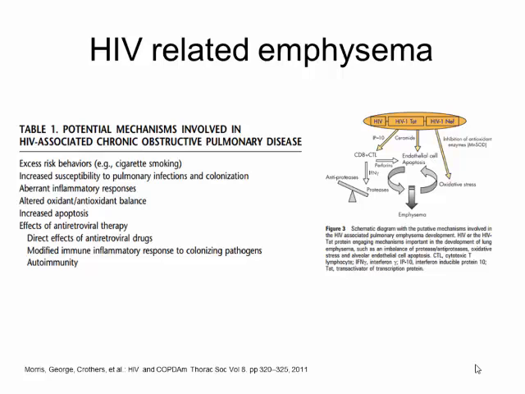So those are some of the mechanisms involved. So the excess risk behavior is one of them, but you have the role of other mechanisms, including susceptibility to infections, aberrant inflammatory response, antioxidant balance is broken, increased apoptosis, and this is a controversial role of antiretroviral therapy. It could be the direct effect of the drugs or a modified immune inflammatory response to colonizing pathogens, or could produce some autoimmunity. So we're not sure what caused it, but we know that it's more common.